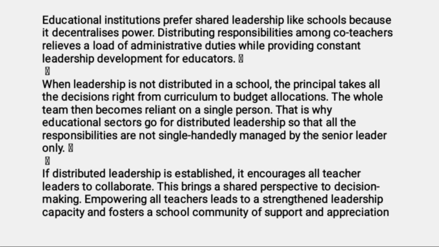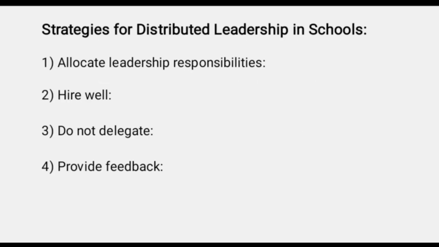This brings a shared perspective to decision-making, empowering all teachers, leading to a strengthened leadership capacity, and fosters a school community of support and appreciation. Let us continue. Strategies for distributed leadership in schools. First, allocate leadership responsibility. Second, hire well. Third, do not delegate. Fourth, provide feedback.